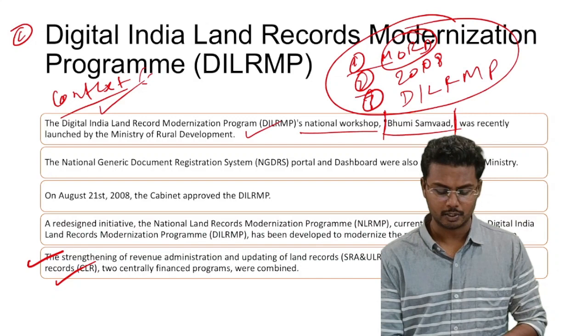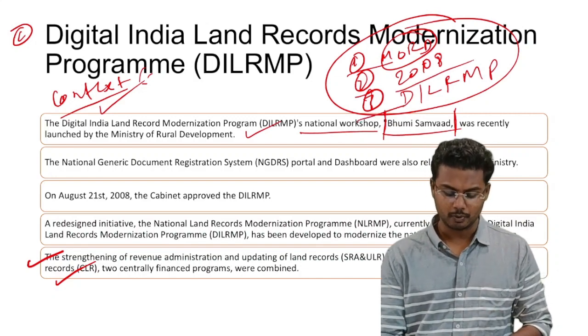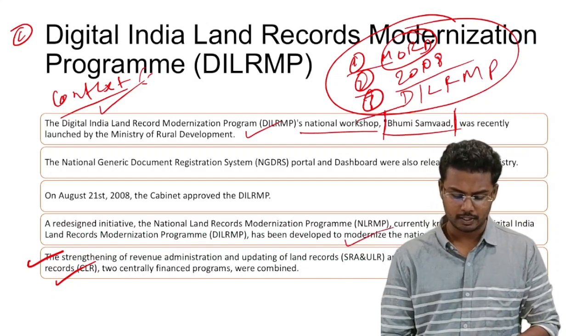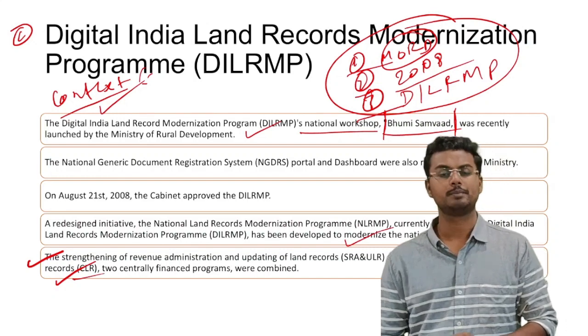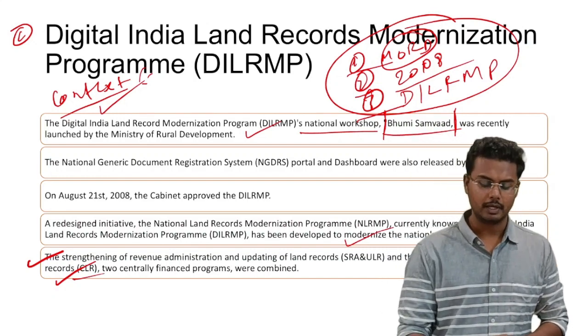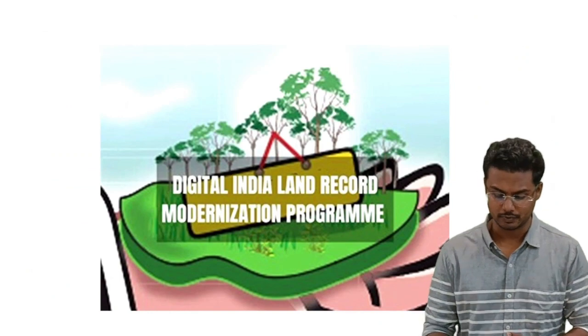It was implemented in the year 2008. That is the second point. Third point is two programs, that is SRA and ULR, and CLR. These two programs have been subsumed into the DILRMP. That's it. This is more than sufficient.